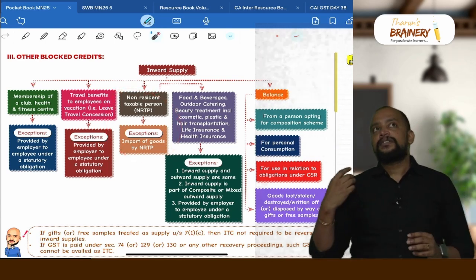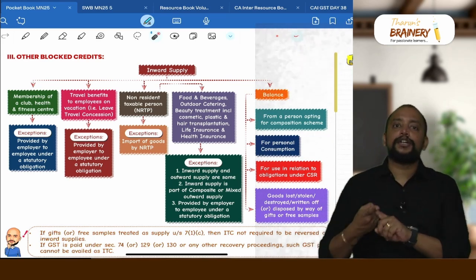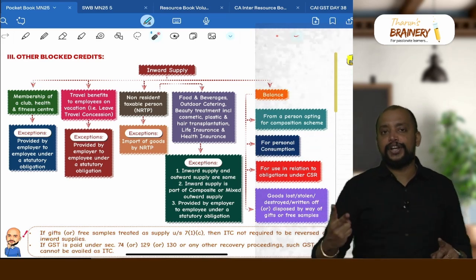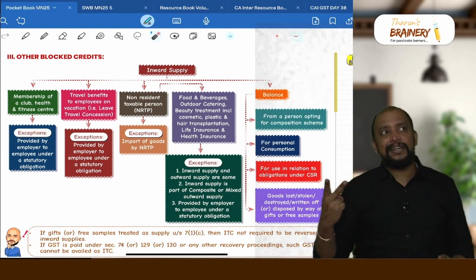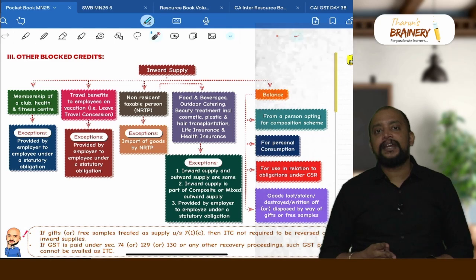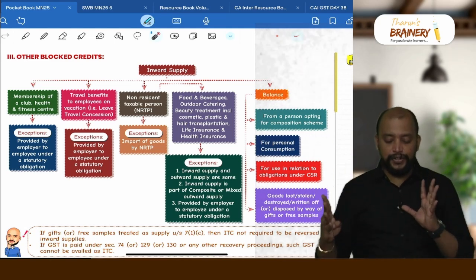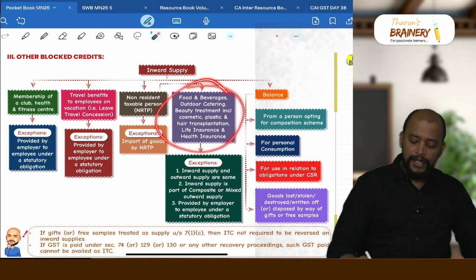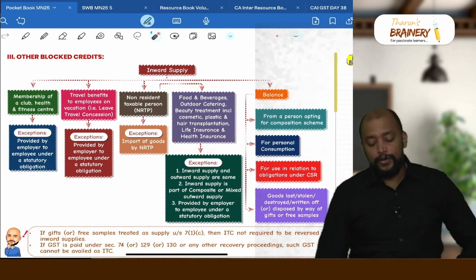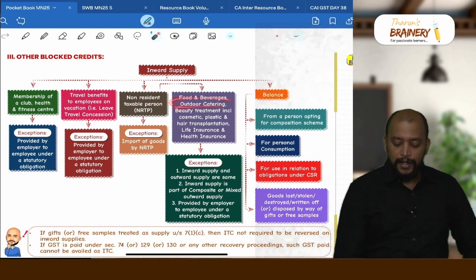Then we have food and beverages. Food and beverages includes outdoor catering, then beauty treatment, grooming, and then cosmetic surgery, plastic surgery, hair transplantation. Then we have hiring, renting and leasing of motor vehicles. Then number 4, insurance, that is health insurance and life insurance. These four in relation to motor vehicles. What are the exceptions? These four inward supplies: food and beverages, beauty treatment, then life insurance, health insurance services.